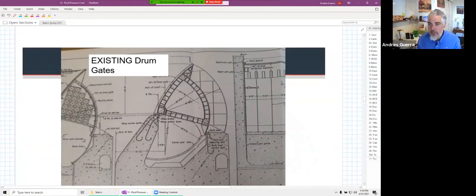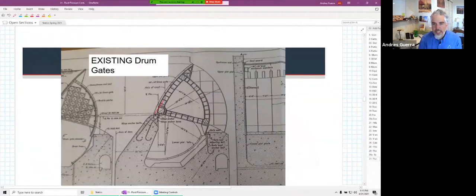And specifically the gates, because they had these existing drum gates. And when we were looking at raising the dam, I don't think it's been raised yet, this was back in 2007 or something like that, they had these existing drum gates and we needed to replace those.